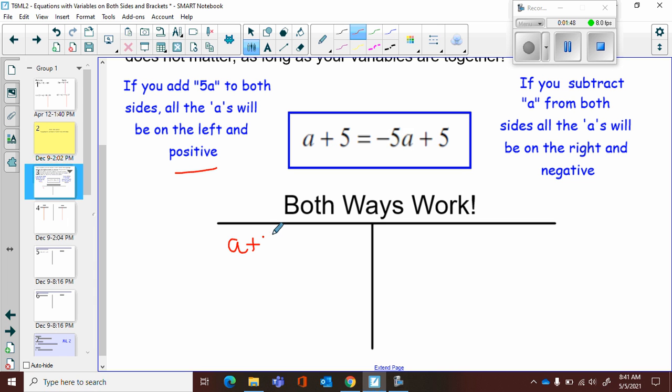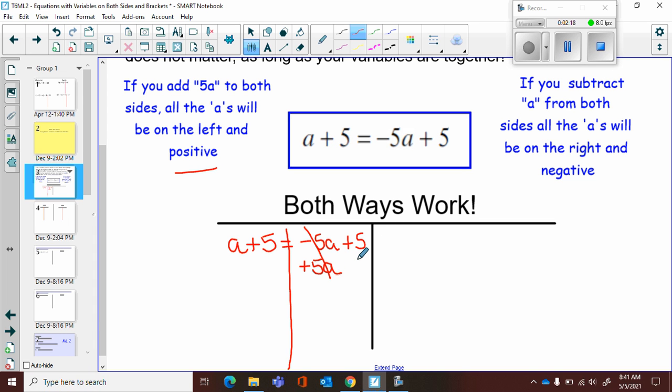So I'm going to start with my equation. a plus 5 equals negative 5a plus 5. I'm going to draw my line down here to keep everything nice and neat. So if I want to get rid of this negative 5a, I'm going to add 5a. Okay, because I have a negative 5a, I can add 5a, and those cancel out.